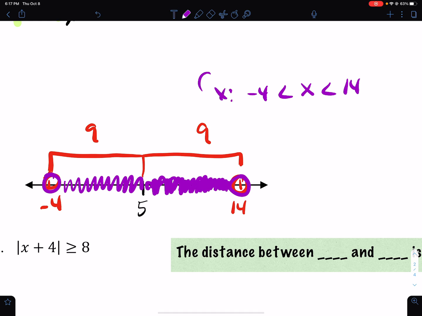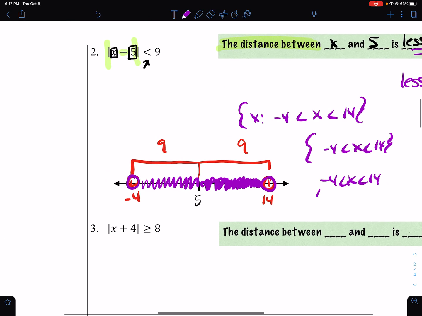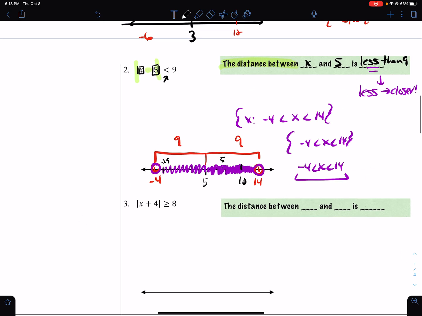And if we want to be fancy with our set notation, we could do it like that. I'm also okay with you just doing it like this. And ultimately, we don't really need the fancy set notation. It's just something nice to practice with. But if we chose any number between -4 and 14, we guarantee that the distance between that and 5 is going to be less than 9, right? Pick one. 10. Well, that distance is only 5, less than 9. How about -3.9? Well, that's 8.9 units away. So we can see here that we have an and inequality.